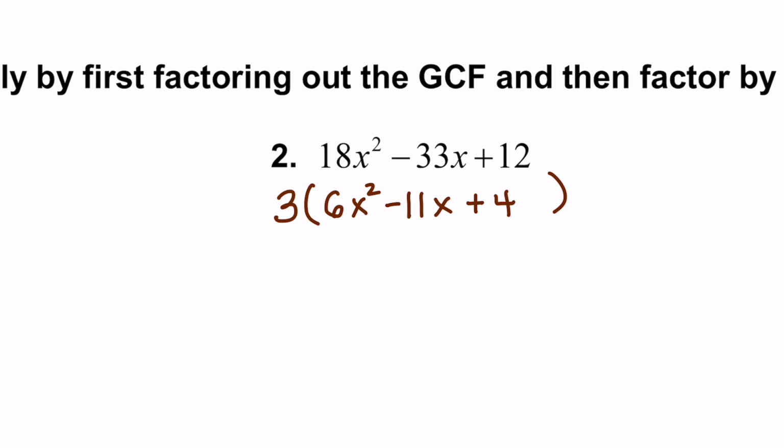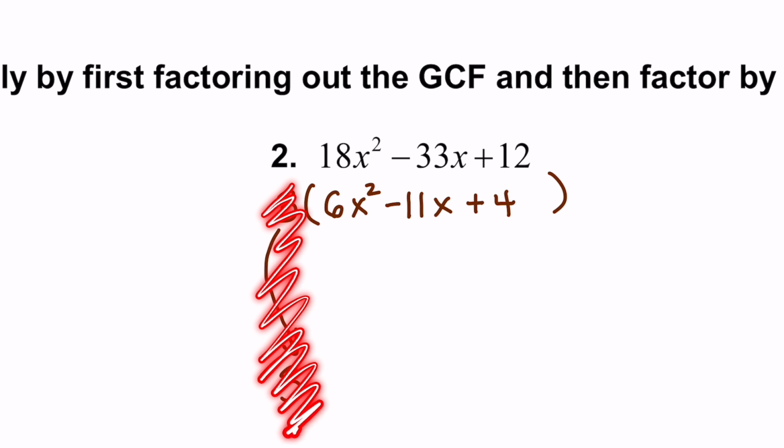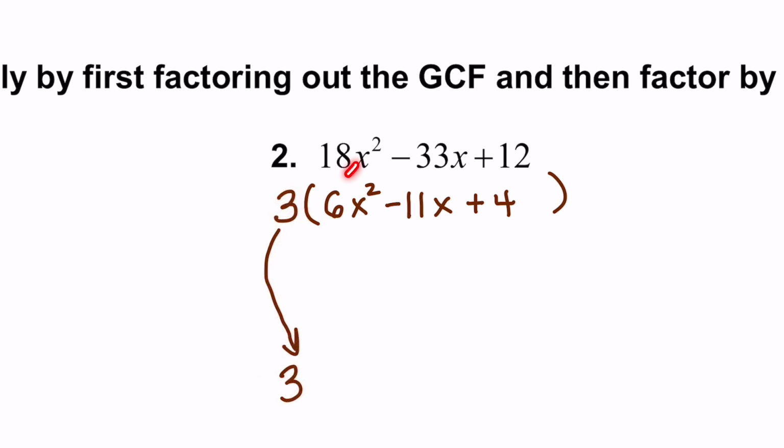Now, when we have a greatest common factor, we want to make sure it's part of the answer. So I'm just going to do an arrow, and I'm going to put the 3 down here, but I'm not going to look at it again until the end. So I only want to look at this piece. Now, I have a number in front of my x squared, so I'm going to multiply it. 6 times 4 is 24. I'm looking for two things that multiply to 24 and add to negative 11.